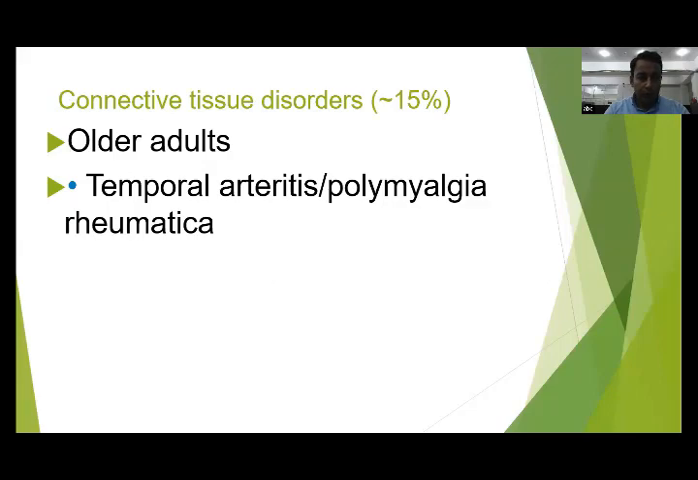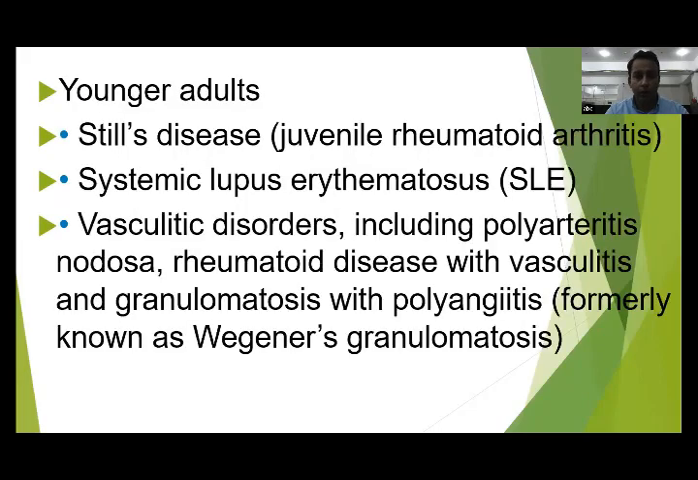Other are connective tissue disorders, especially in females. A young female patient in whom you cannot diagnose the infection or the cause of the PUO, think about connective tissue disorders such as SLE, rheumatoid arthritis, temporal arthritis, and polymyalgia rheumatica. These are important causes.